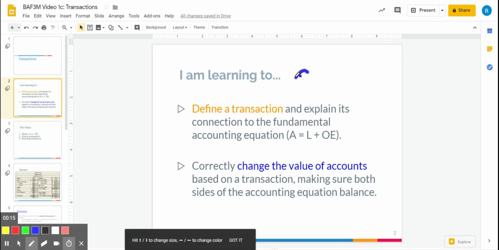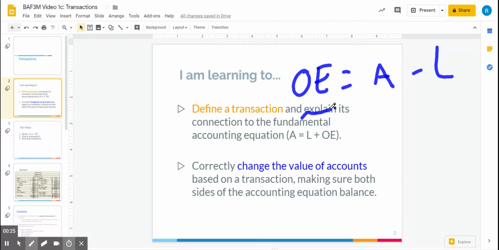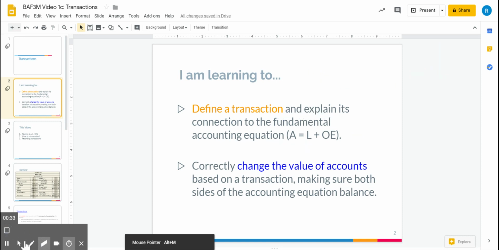Since you just learned this, you might still be thinking of it more like owner's equity equals assets minus liabilities, which I used to do too, but that's just because you're just starting to learn what equity is, right? And that's a good way to understand it. But here we rearrange that equation as assets equals liabilities plus owner's equity, just like we did on the balance sheet. And that's going to be really important to every transaction that you think about.